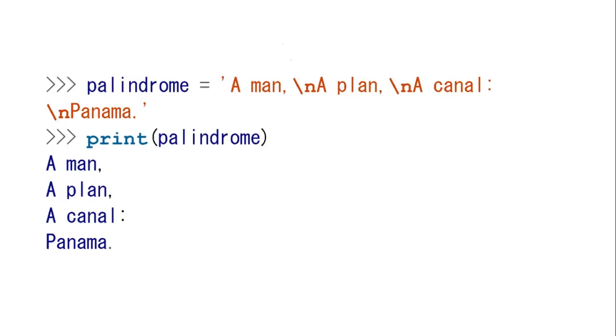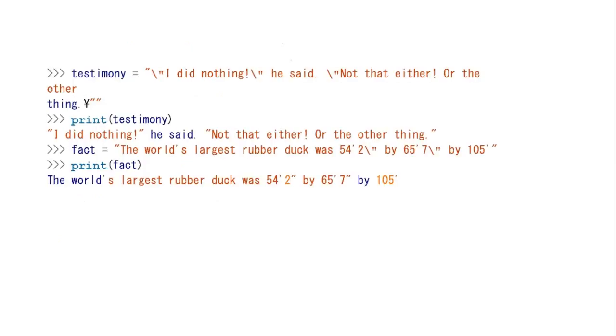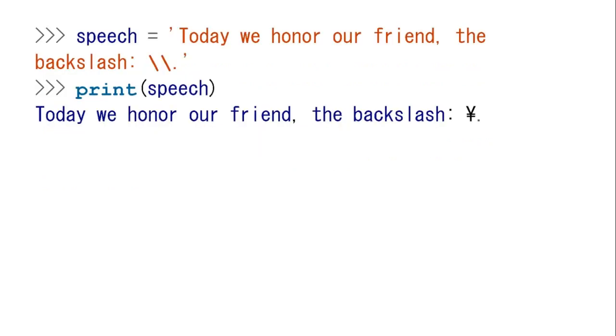With this, you can create multiline strings from a one-line string. You can see the escape sequence backslash t used to align text. You might also need backslash single quote or backslash double quote to specify a literal single or double quote inside a string that is quoted by the same character. And if you need a literal backslash, just type two of them.